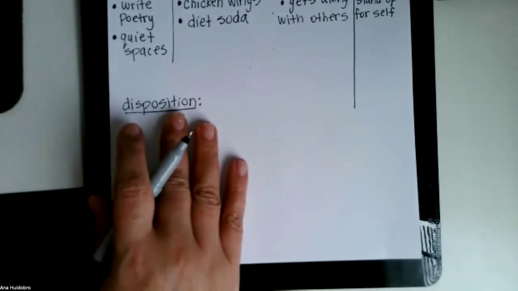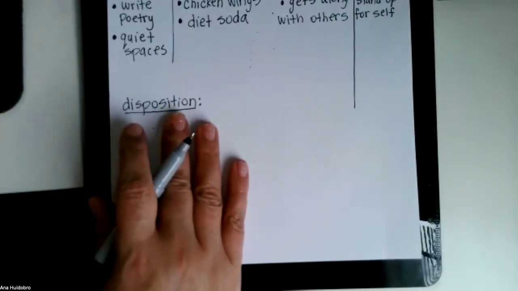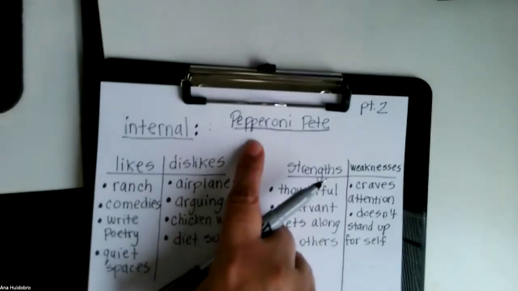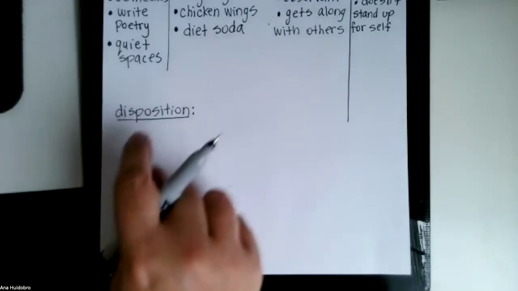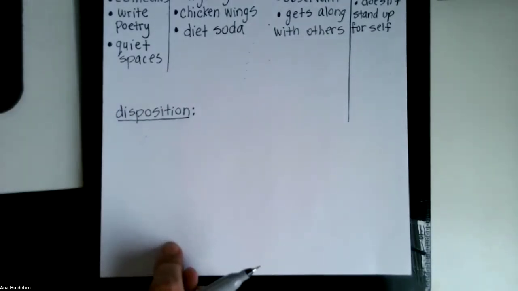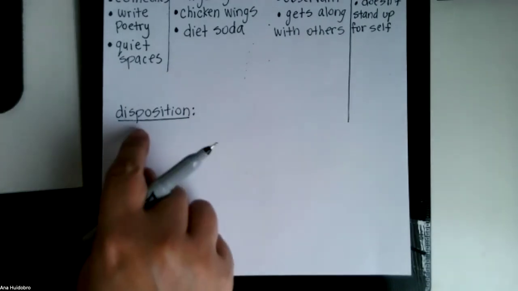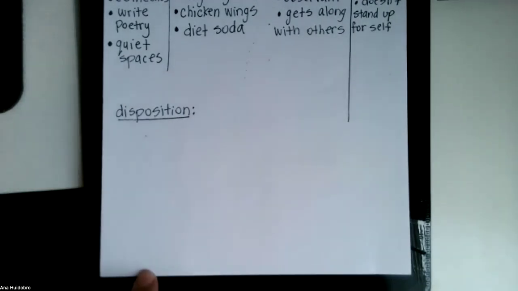This you do not have to copy. Mr. Pepperoni Pizza Pete is not going to have all of these dispositions. I'm going to write down a bunch and then I'm going to pick one or two, and then you're going to do the same thing. You do not have to write down everything I write. You're going to pick one or two, or even better yet, make up your own, and that's going to be the natural disposition of your character.